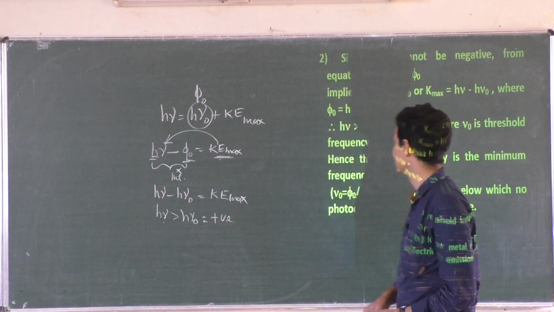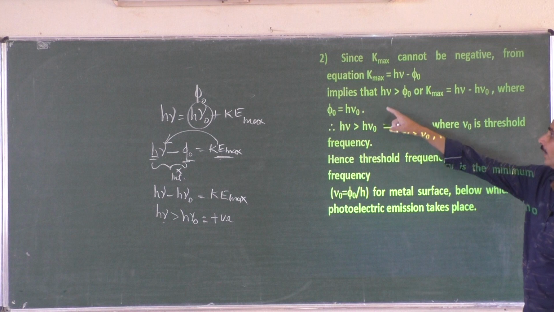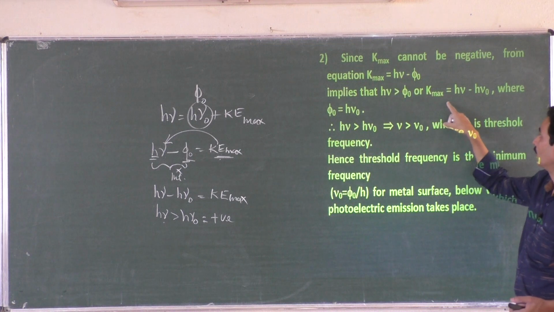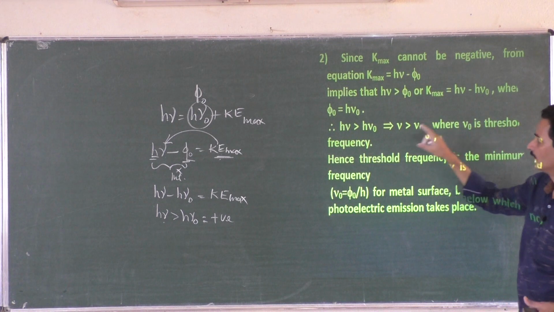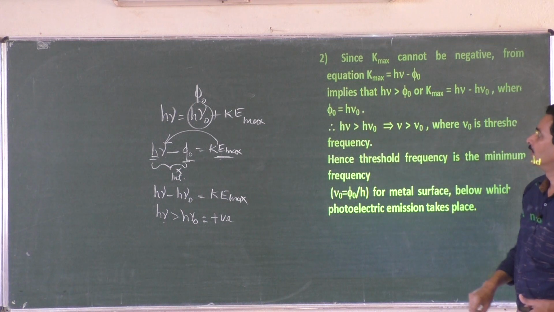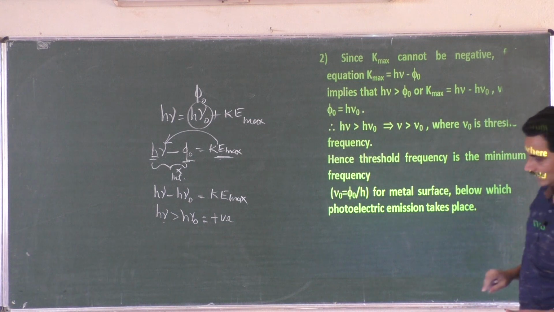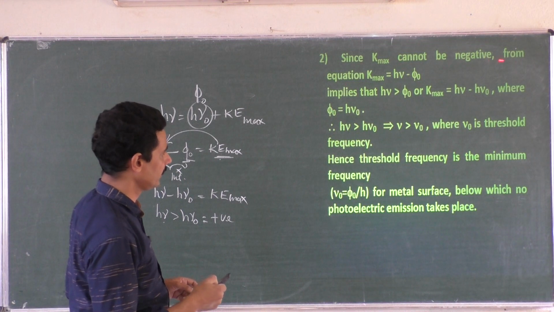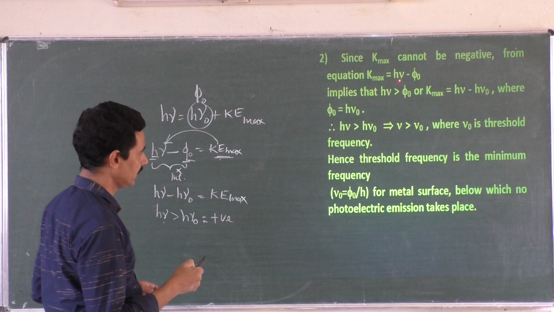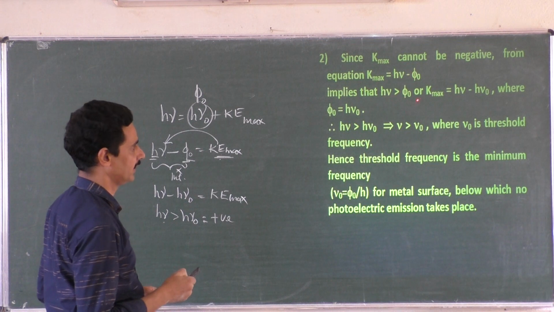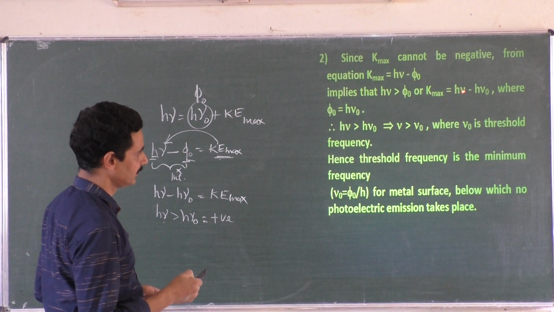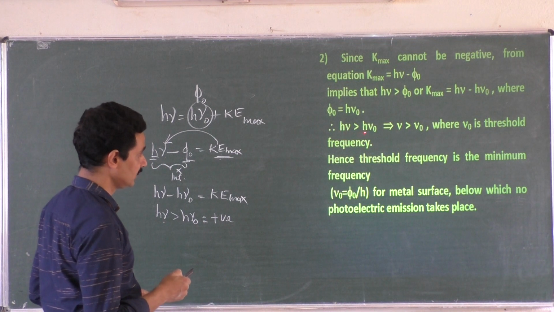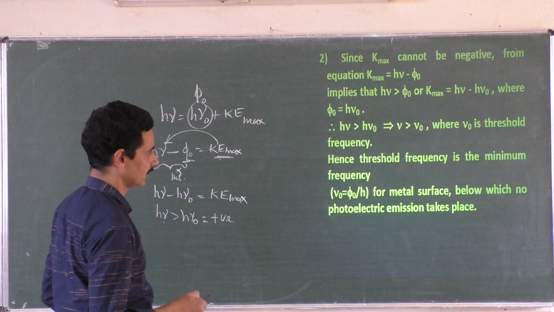Here they say that h nu is greater than phi naught, otherwise kinetic energy will be negative. So h nu is greater than phi naught, and kinetic energy maximum is h nu minus h nu naught. That means the work function is equal to h nu naught. I can show it here. Since kinetic energy maximum cannot be negative from the equation h nu minus phi naught, h nu should be greater than phi naught, or kinetic energy maximum equals h nu minus h nu naught, where phi naught is equal to h nu naught. Yes, this is replaced by h nu naught. Therefore, h nu should be greater than h nu naught, so nu should be greater than nu naught, where nu naught is the threshold frequency.